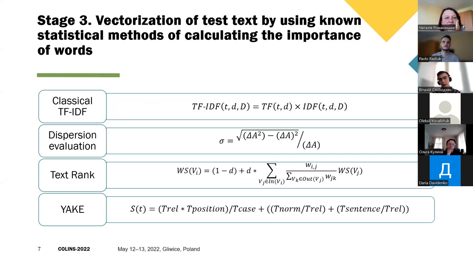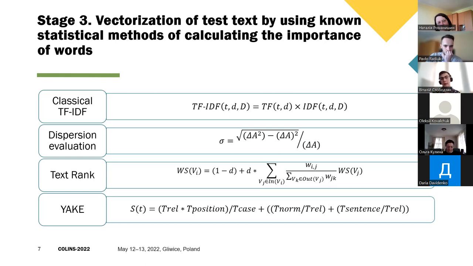In the third stage, each text document is vectorized by the known keyword search methods: TF-IDF, dispersion relation, TextRank, and YAKE. TF-IDF is probably a pretty well-known method, a statistical measure that evaluates how relevant a word is in a document in a collection of documents. This is done by multiplying two metrics: how many times the word appears in the document, and the inverse document frequency of the word across the set of documents.